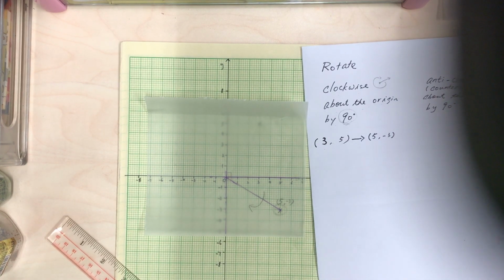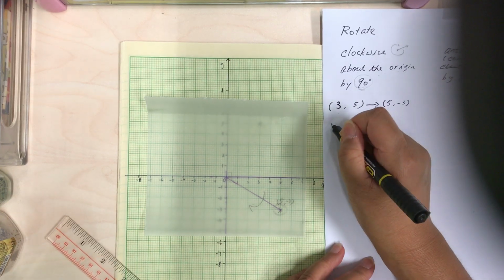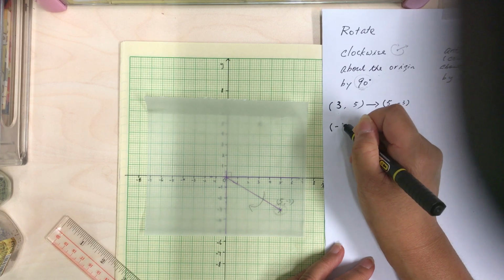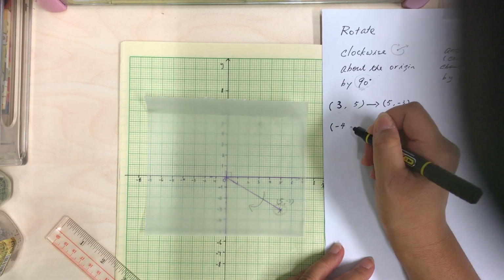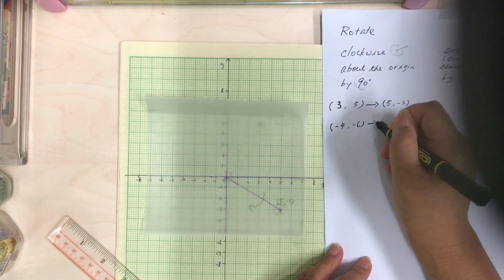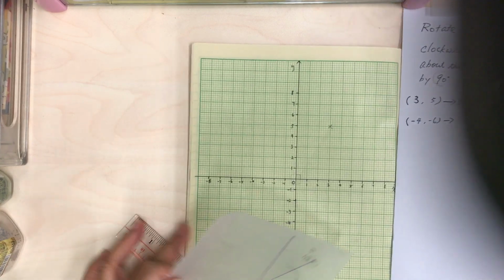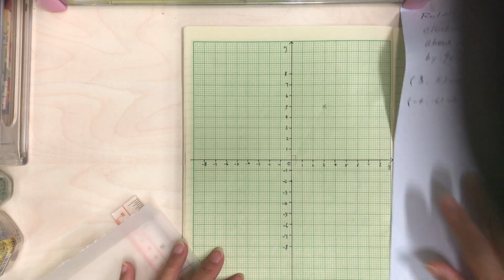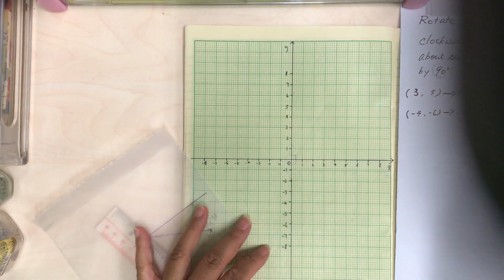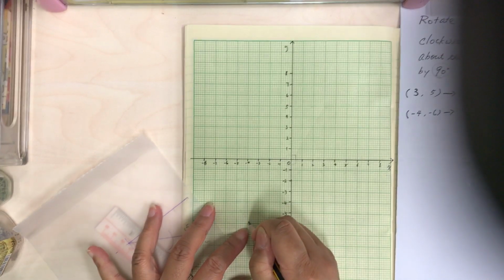Now let me try another point, for example (-4, -6). Looking at the graph paper, (-4, -6) is here.